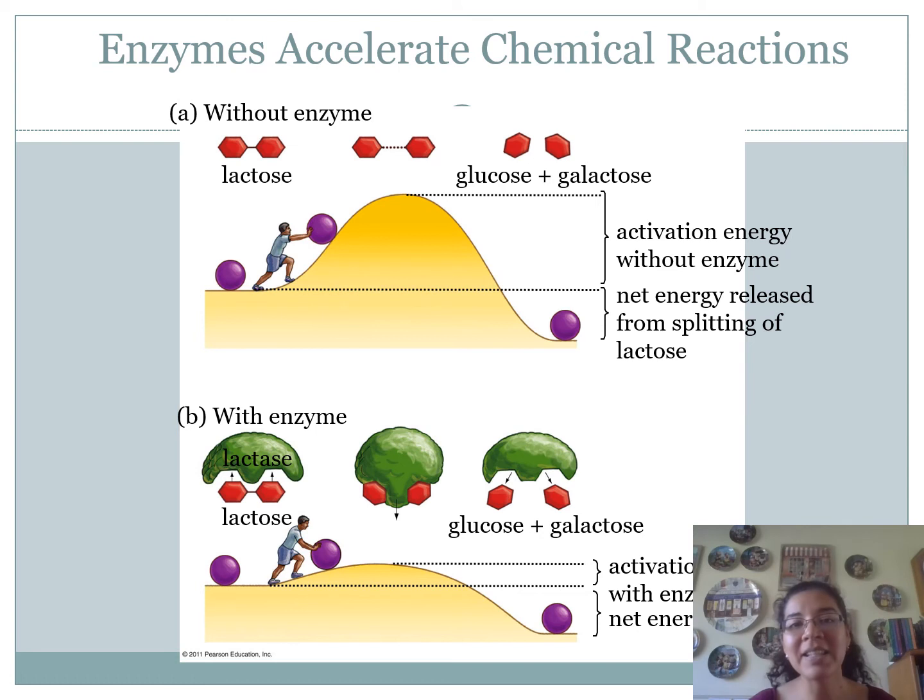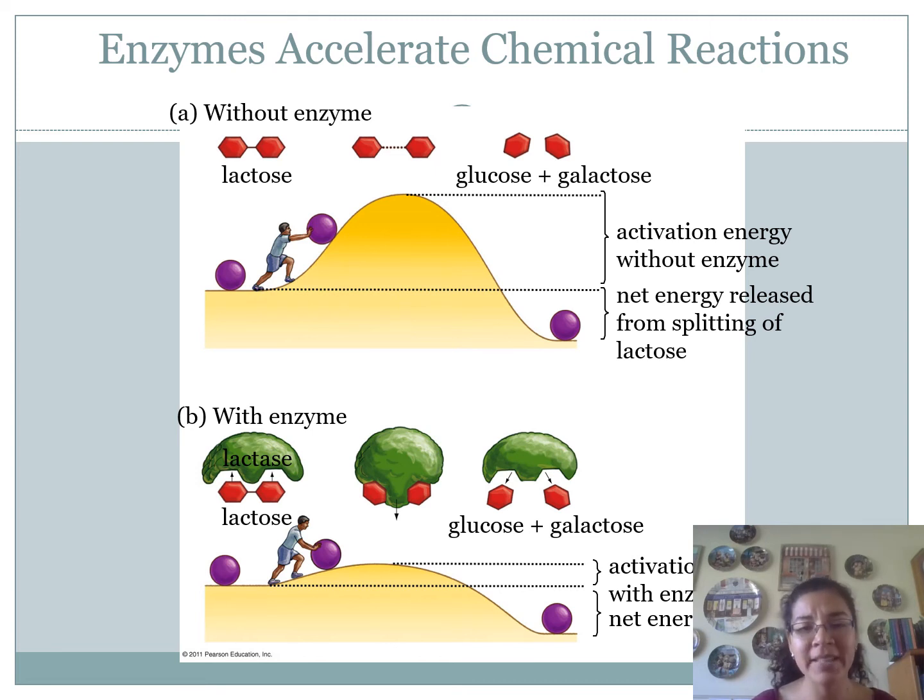And so we have enzymes being a special type of protein that accelerate chemical reactions. What that means is that they make chemical reactions go faster. They're biological catalysts. Without enzymes, reactions would take place, but too slow to be compatible with life.